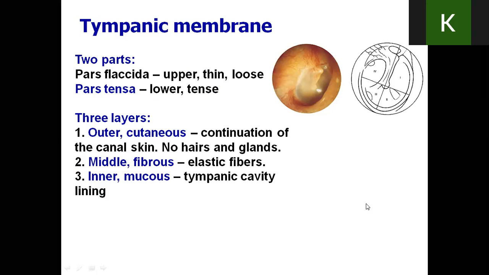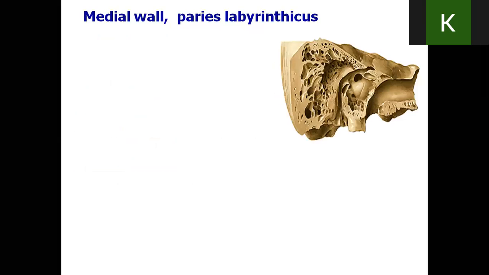The membrane consists of 3 layers. The eardrum consists of 3 layers. Outer is cutaneous, meaning skin. I told you on the external side there is skin. Inner is mucous. Inside there is a mucous membrane, and in between there is fibrous tissue. So skin, fibrous tissue, and mucous membrane. That makes the 3-layered tympanic membrane. Okay. Now the medial wall.